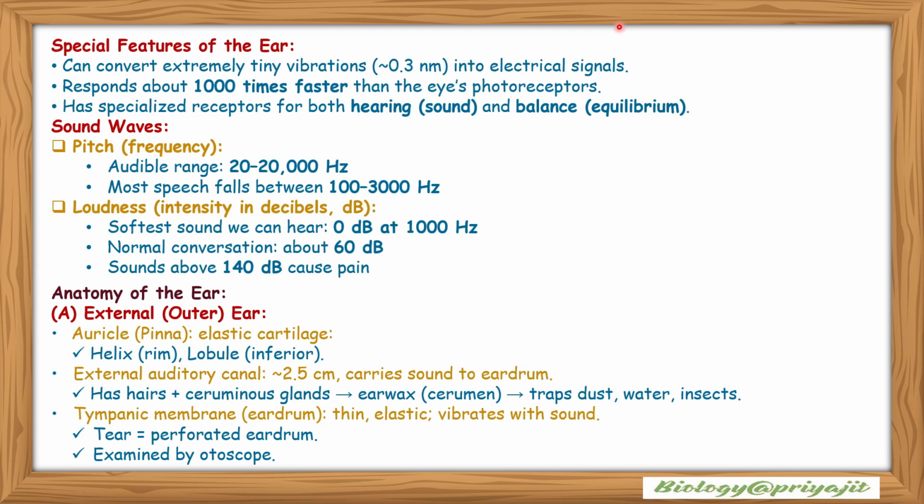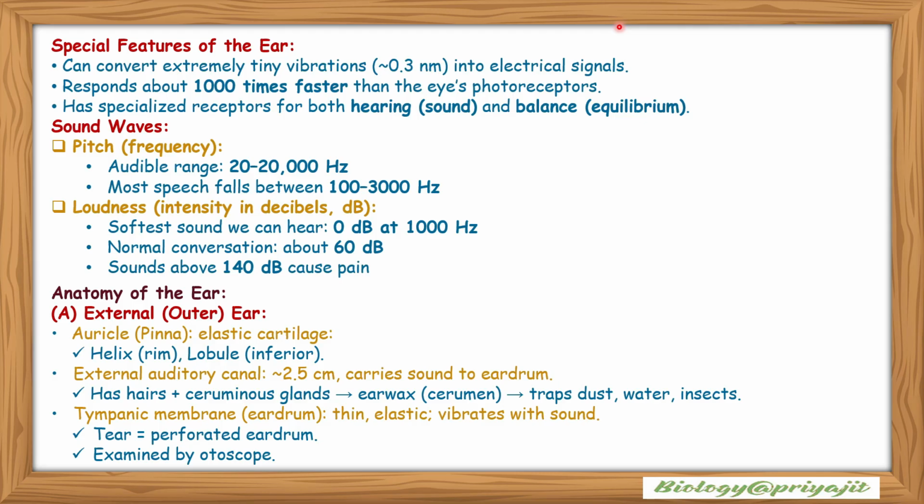Sound itself is characterized by two main properties: pitch and intensity. The ear can detect a wide range of pitches from 20 to 20,000 Hz, with most speech falling between 100 and 3000 Hz.